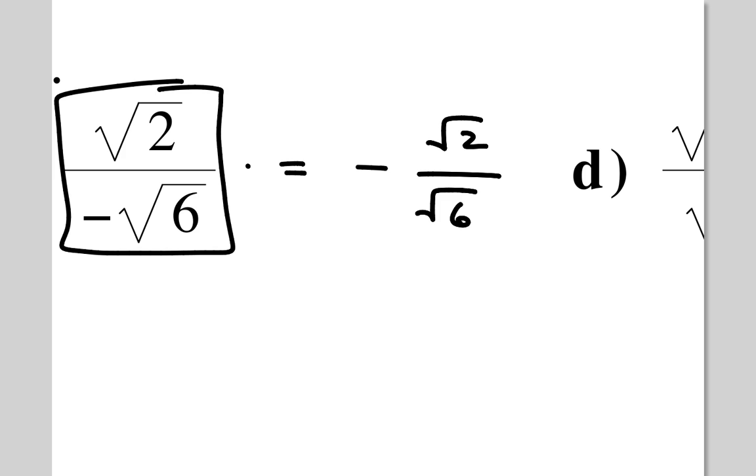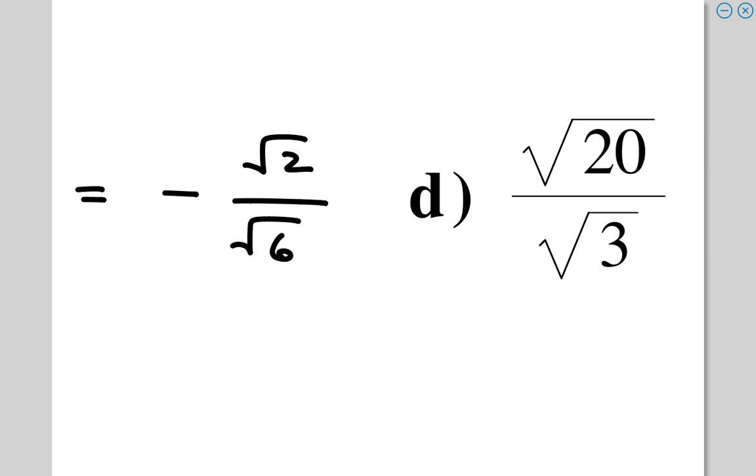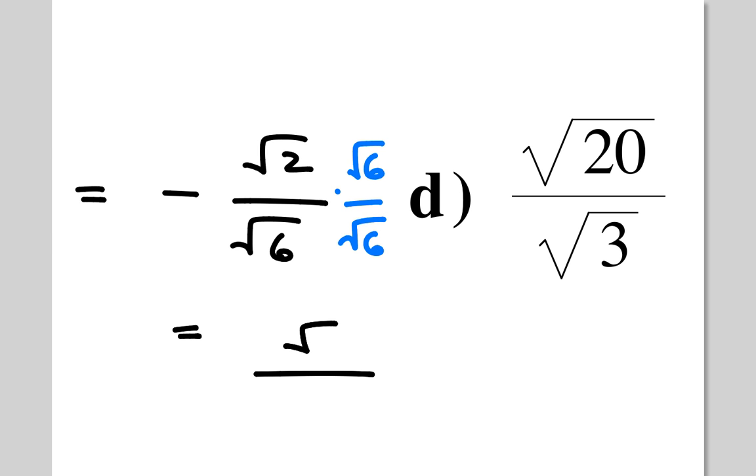Okay, so now let's multiply by whatever we need it to be. What do we multiply by? Root 6 over root 6. So don't worry about the negative. On the top you get negative, and that negative can go, I said don't worry about the negative, then I started with it. So just do the fraction, root 12 over 6, and the whole fraction is negative.